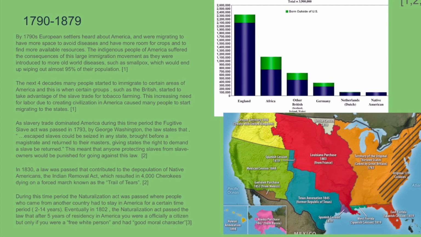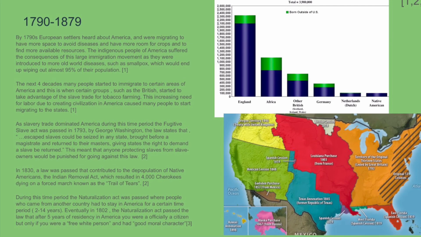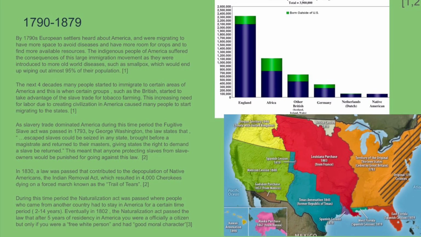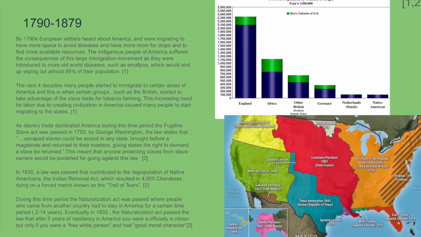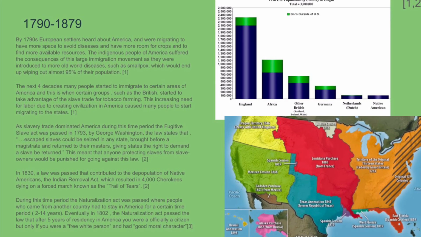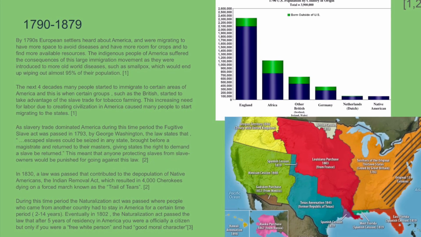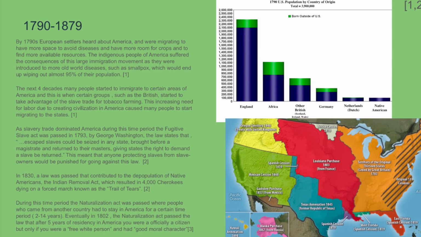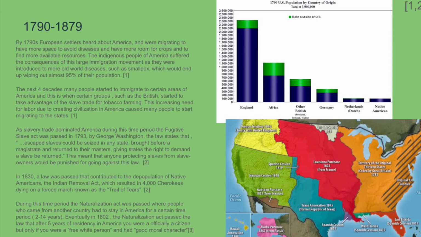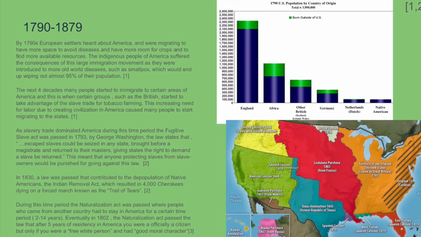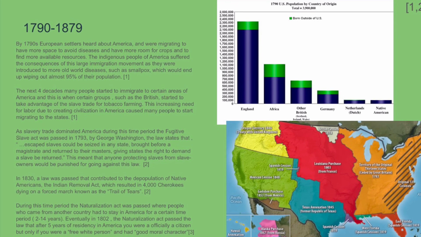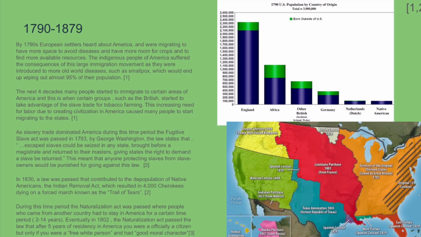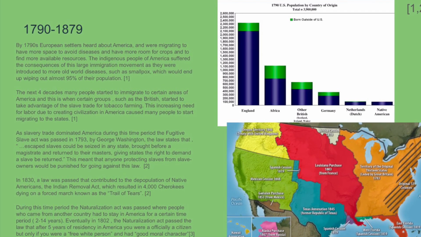In 1790, European immigrants began to hear word of the new country, America. Europeans started to travel to the U.S. in search of more space for farming, to avoid diseases, and to find more resources. Native American populations started to dwindle during this migration as more diseases from Europe were brought to America, which the Native Americans were exposed to and ultimately caused their population to significantly decrease.